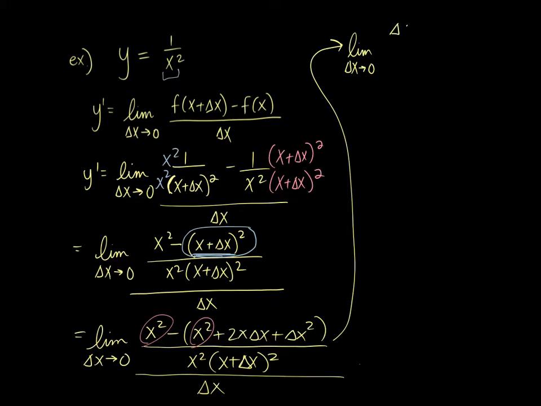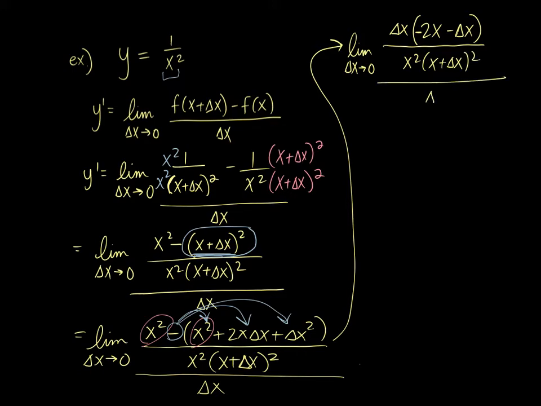So let's factor that delta x out. We did this when we worked with some of the simpler ones with the polynomials. I'm left with 2x. Actually, I'm left with negative 2x because this negative sign applies to everything. So I've got negative 2x minus delta x over x squared, x plus delta x squared over delta x. Okay? Now, I want to start canceling things by doing this. Instead of dividing by delta x, let's multiply by 1 over delta x.